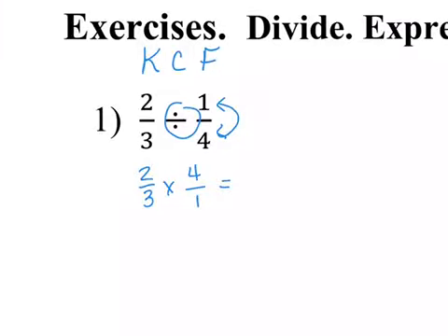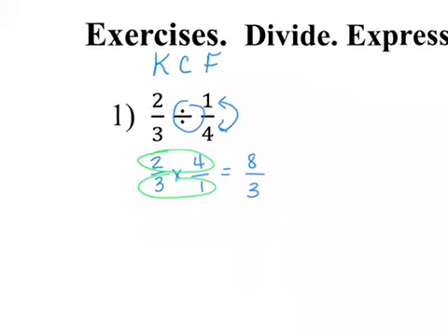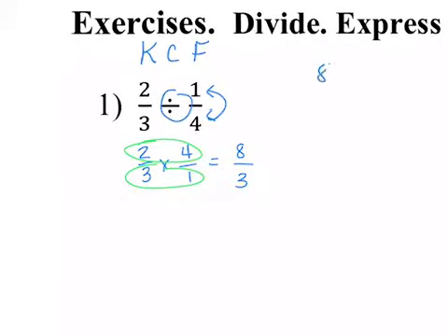And then, just like we did yesterday when we multiplied, just multiply across. 2 times 4 is 8. 3 times 1 is 3. 3 goes in twice. And then I can divide. So that gives me 2 2/3 in its simplest form.